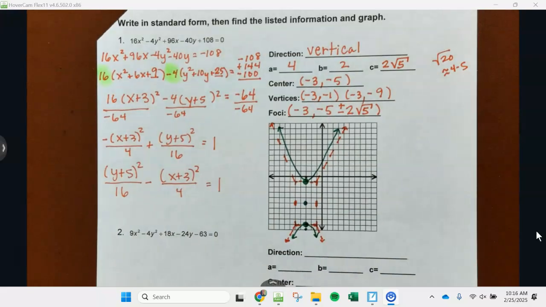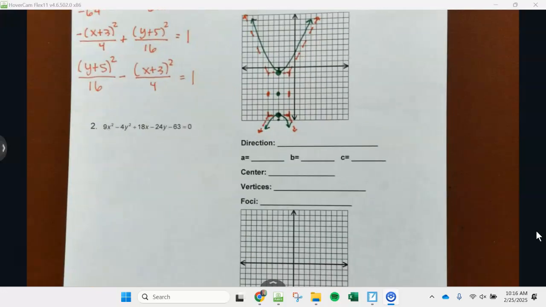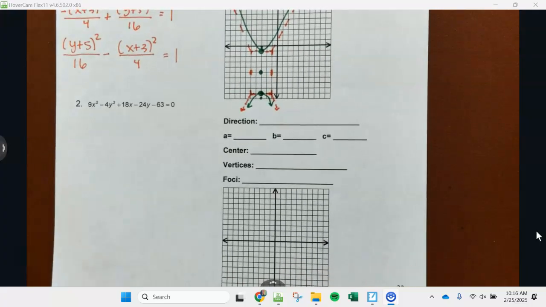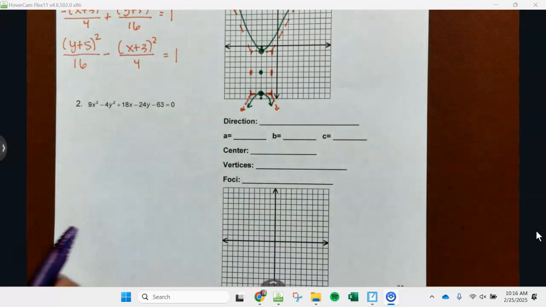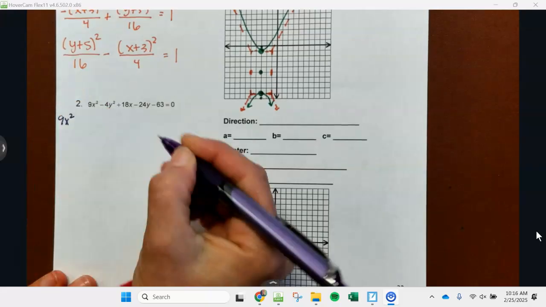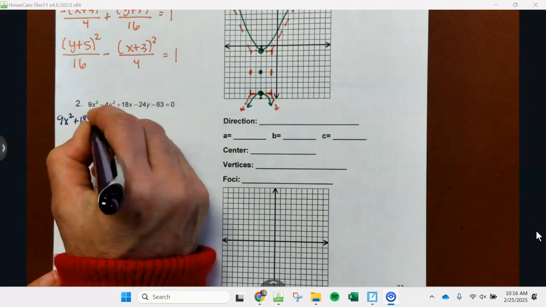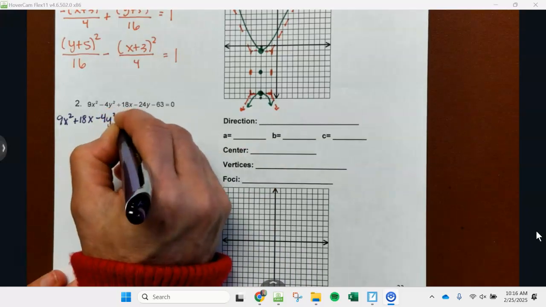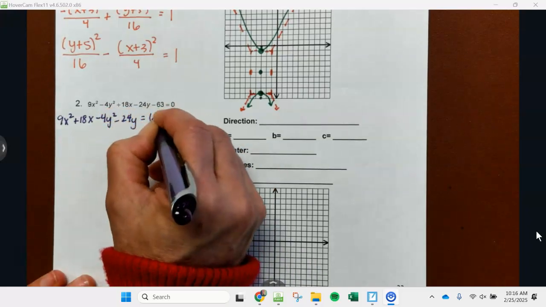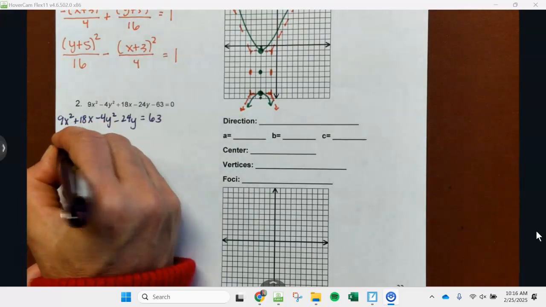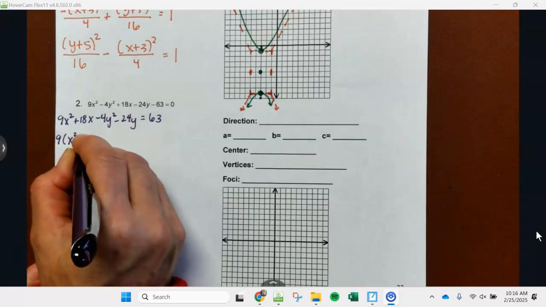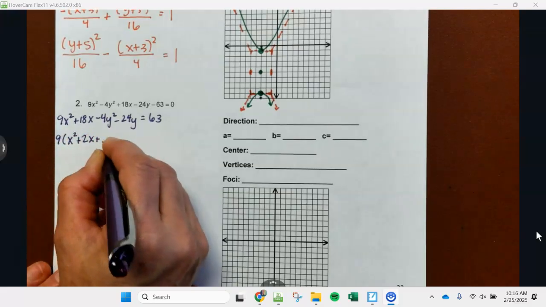Okay, let's go ahead and knock out number 2. Here we go, number 2, same process as before. I'll put my x's together and put my y's together. Okay, so 9x squared plus 18x minus 4y squared minus 24y. And that's going to equal a positive 63 because I moved that 63 over. I'm going to factor out a 9 here. It's going to be x squared plus 2x plus a blank.